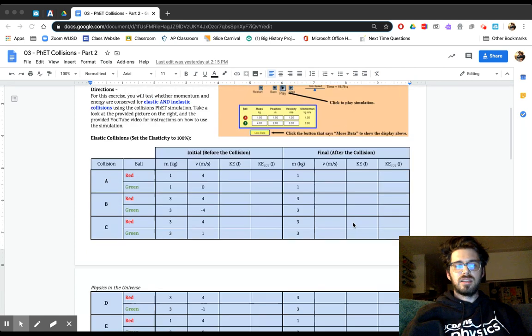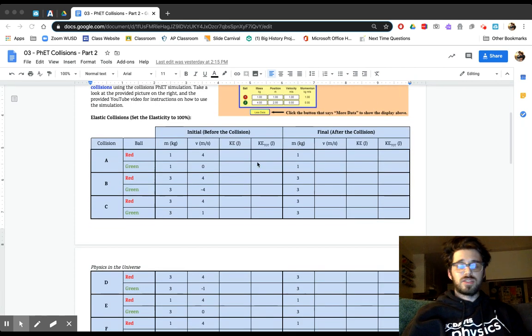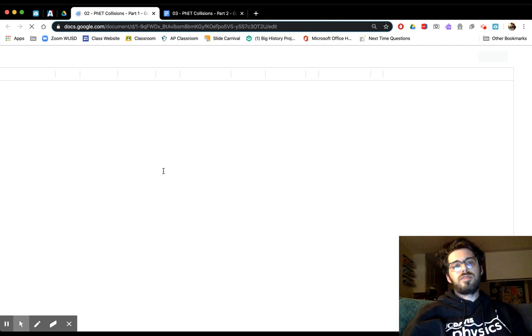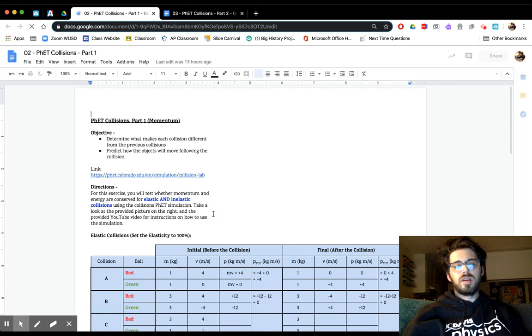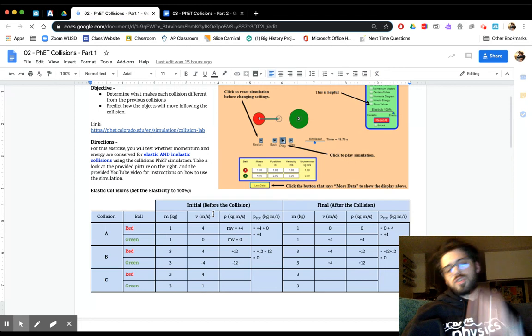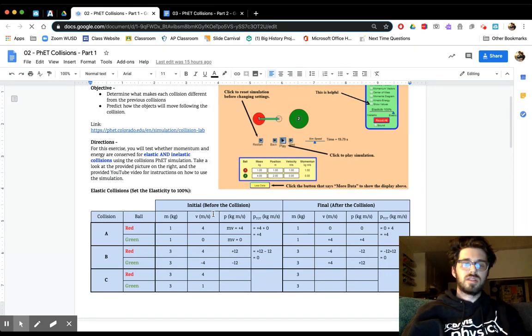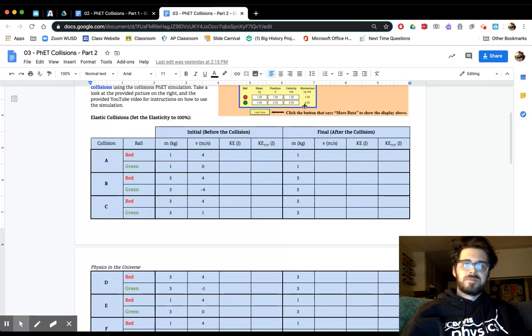Just taking a look, you'll see that the data is actually exactly the same. If you wanted to do a shortcut and pull the data from what you did before, you should be able to, not even have to launch the simulation, honestly. So I'm going to do that. All right, let's pull some data.